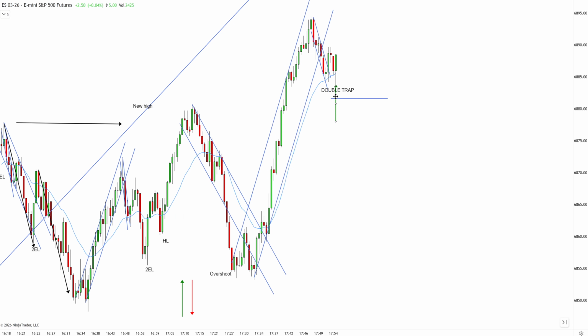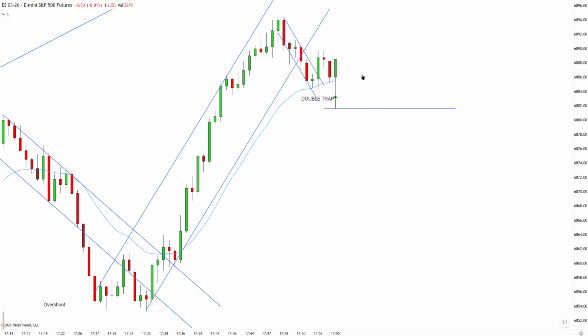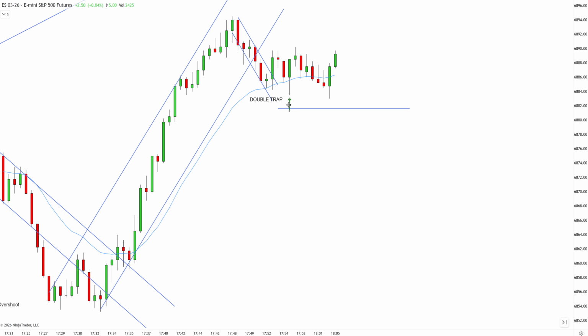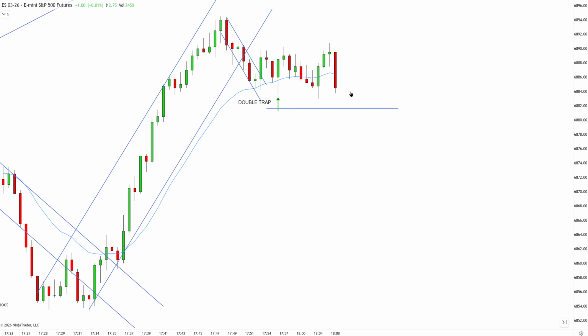I actually took this trade as well to test the new high. Double trap, such a great trade locally. It stopped me out, but no problem. Nothing in trading is 100%.